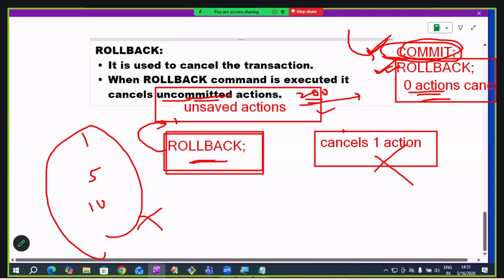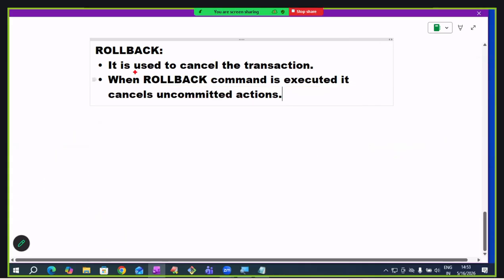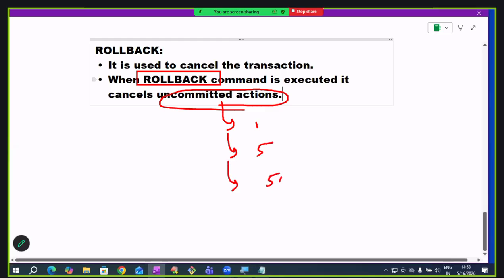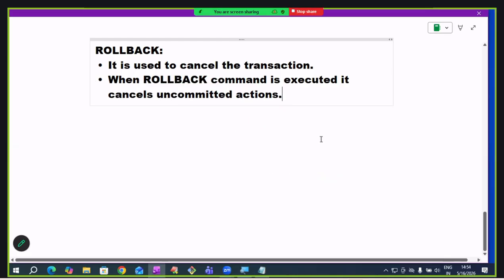Rollback cancels uncommitted actions, unsaved actions. When rollback is executed, all uncommitted actions will be cancelled. If there is one uncommitted action, one will be cancelled. If five, five will be cancelled. If 500, all 500 will be cancelled. It cancels uncommitted actions. Remember this.